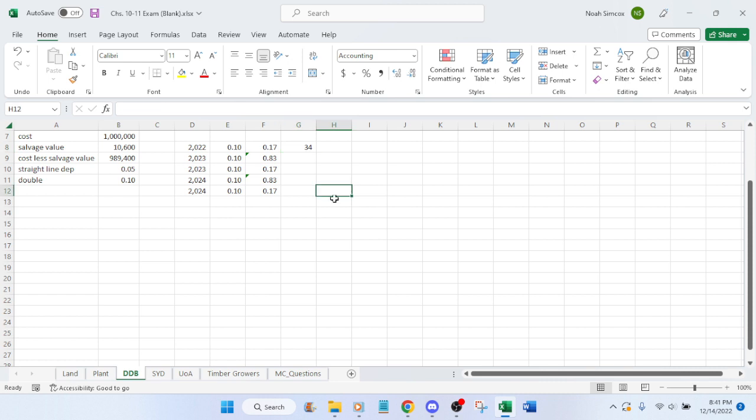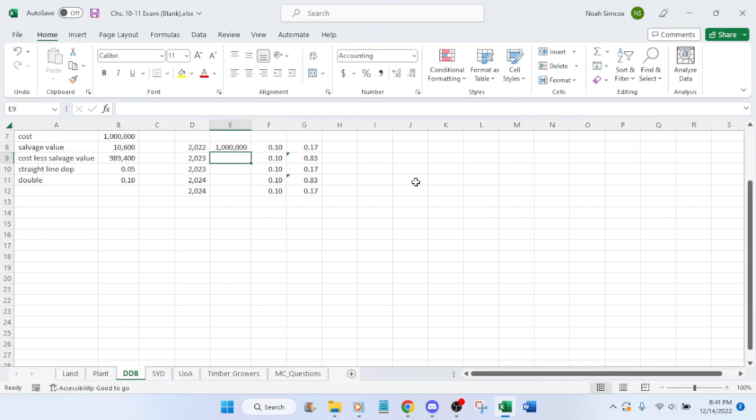Oh, no. I messed up. I forgot to include something. What was I supposed to include? For double declining balance, you start with 1 million. You do this equals this times this times this. And actually, it's very easy because all you have to do is copy the formula all the way down. Oh no, you can't. I just realized. Dang it.